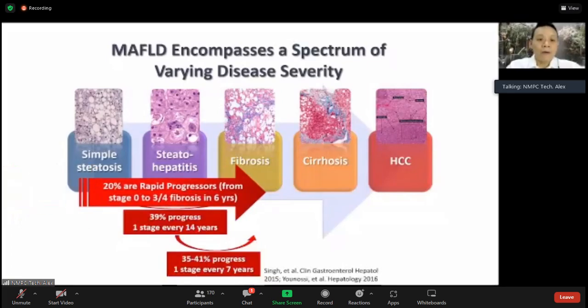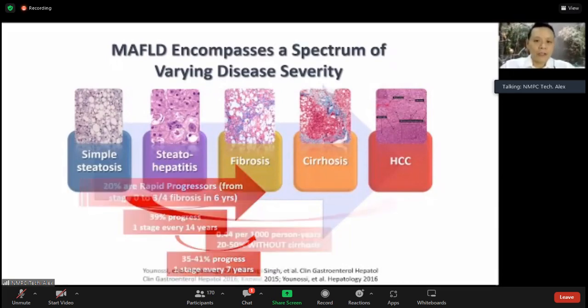into your liver. Now, a frightening 20% of patients with fatty liver disease may be what we term rapid progressors, meaning from stage 0, no fibrosis at all, progressing to cirrhosis or bridging fibrosis in as little as 6 years. And what they found in this study is that those who are rapid progressors are more likely to have multiple risk factors, meaning they're either diabetic, overweight, or with hypercholesterolemia. So the more risk factors that you have, the greater the chance of progression.